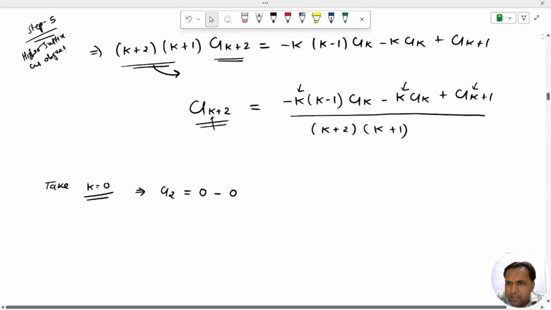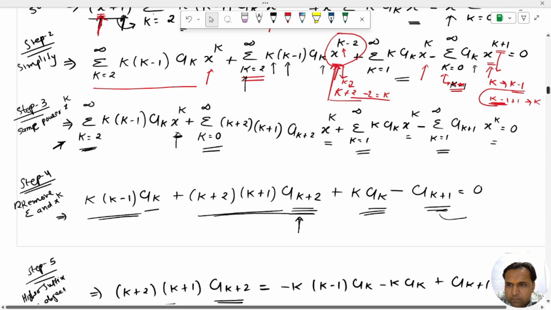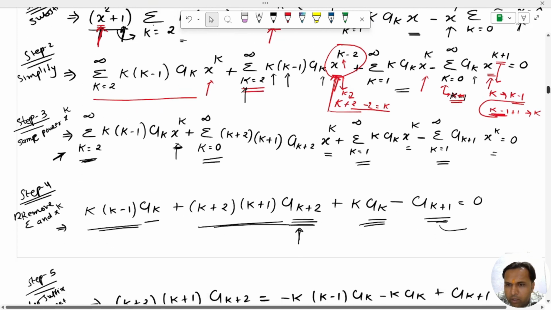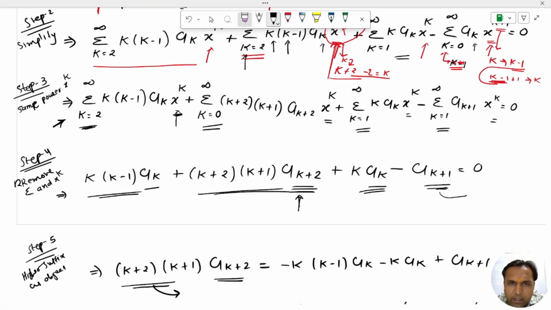Okay, I think there is some mistake over here. See here, a little bit of a mistake. Here I am taking k minus 1 in place of k. So here this one becomes k minus 1. This one becomes k minus 1. This is also k minus 1.